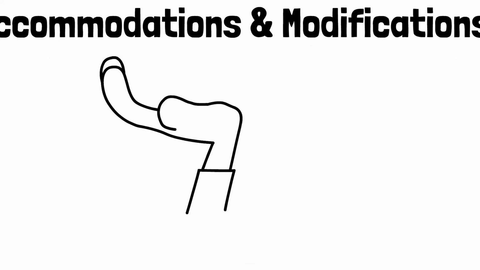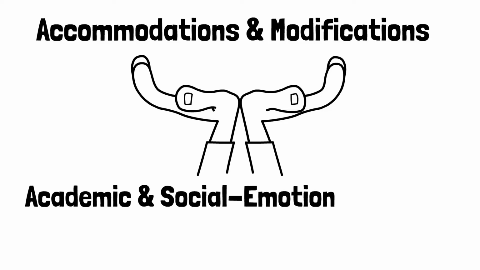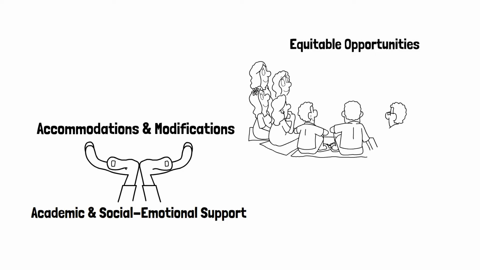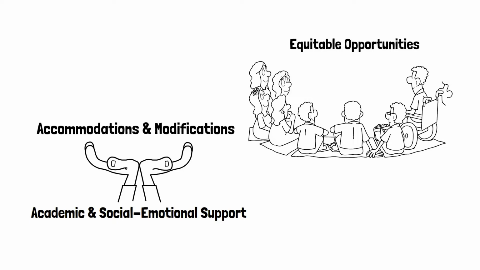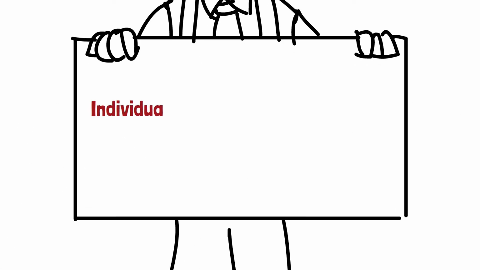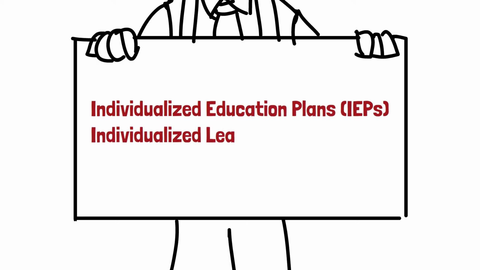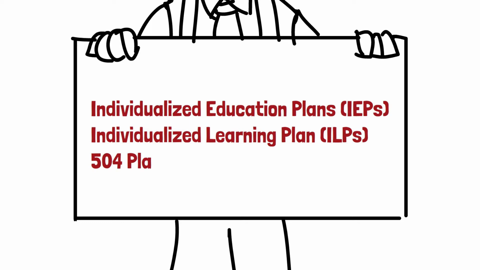Accommodations and modifications are academic and social-emotional support strategies that lessen learning barriers. They provide students with equitable opportunities to master learning outcomes and learn more effectively. It is important to review students' individualized education plans, IEPs, individualized learning plans, ILPs, or 504 plans, and determine identified learning needs and required supports.